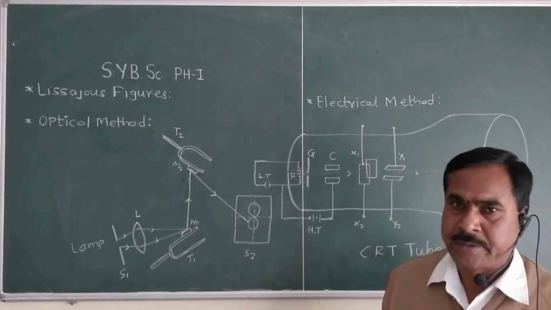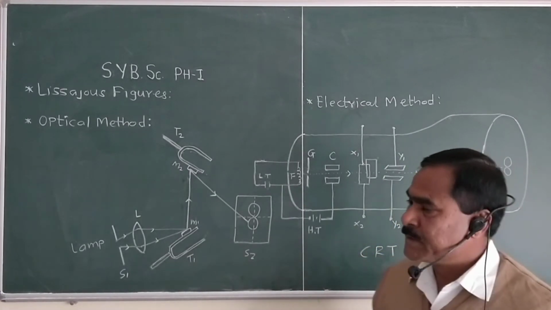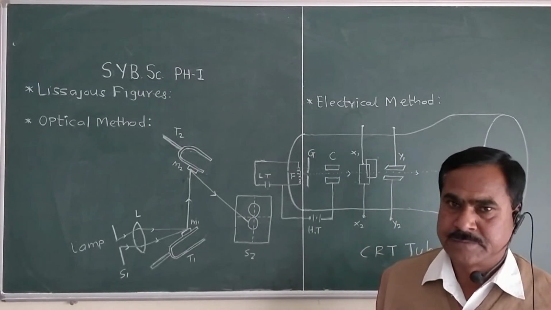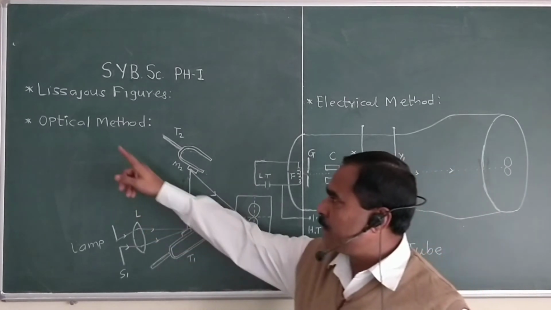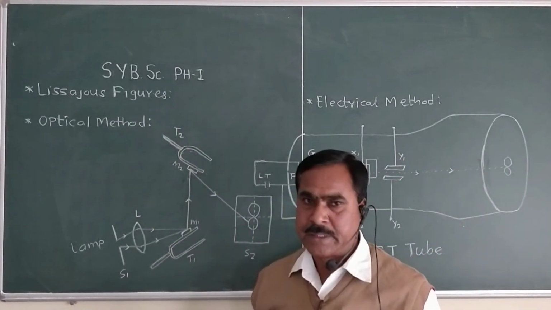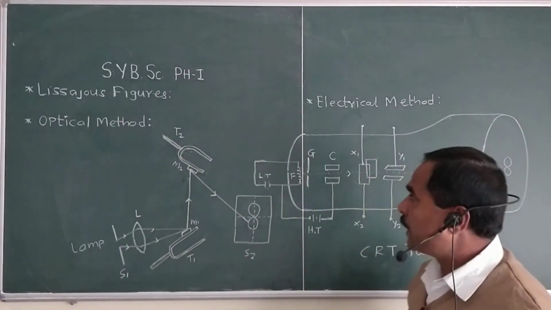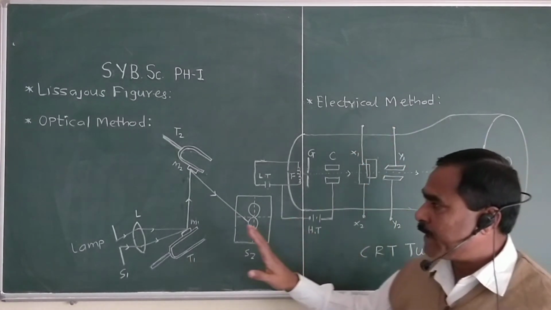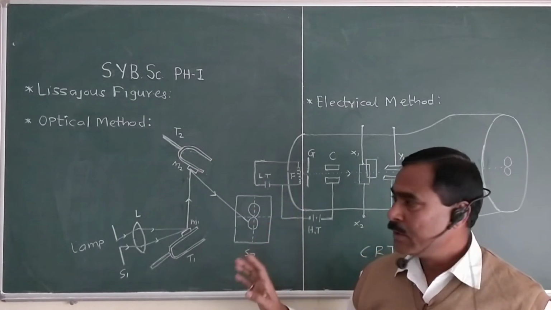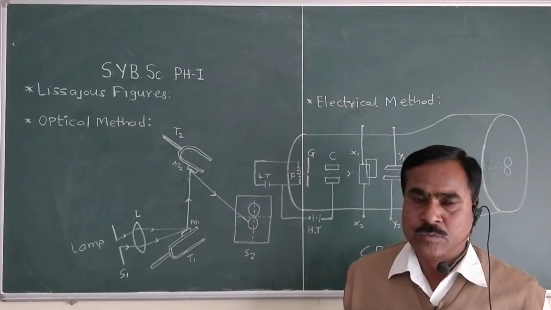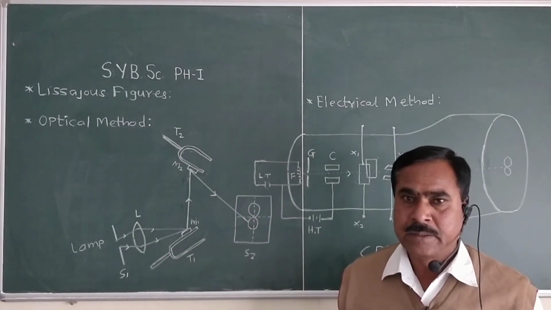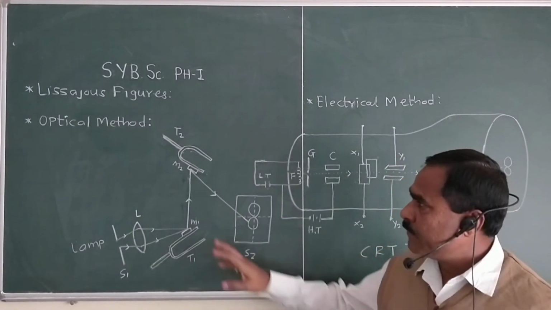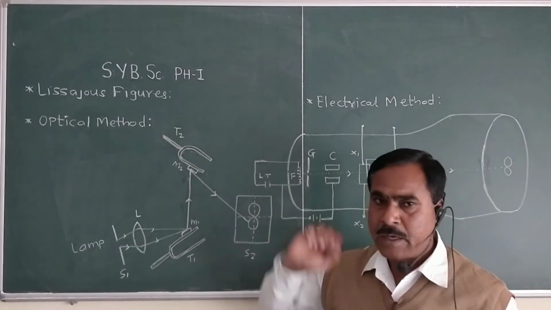Now next we consider that these Lissajous figures are obtained by two methods. First the optical method, and then the second method, the electrical method. In the optical method we use two tuning forks whose oscillations are electrically controlled. Now we see the first method, the optical method.